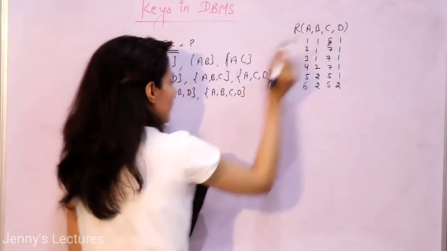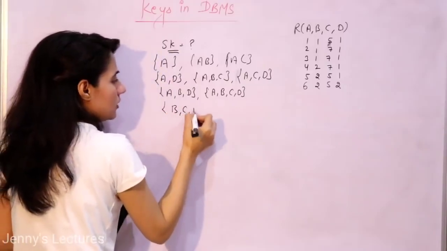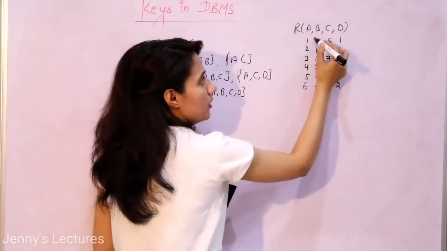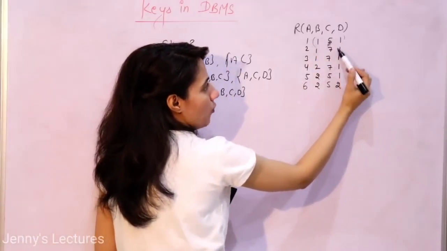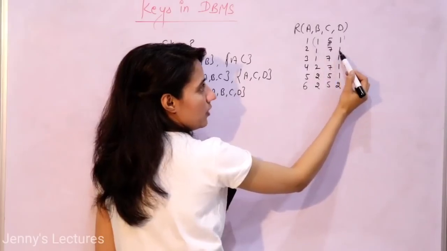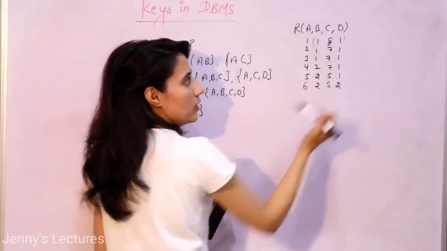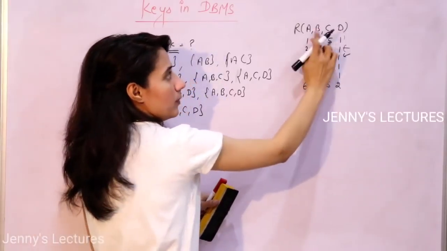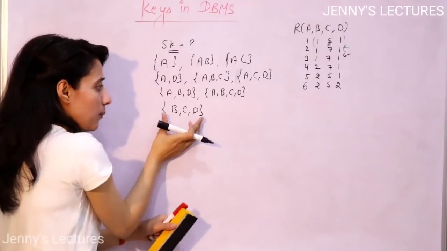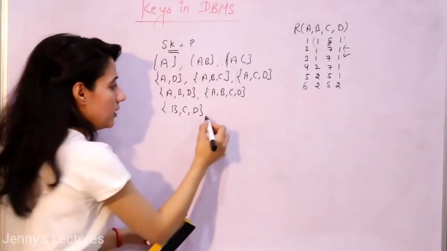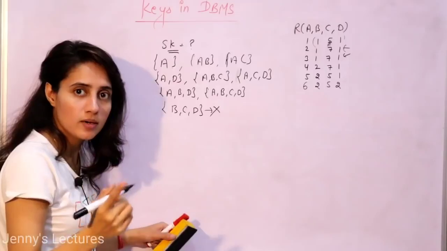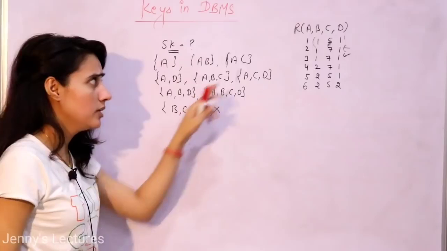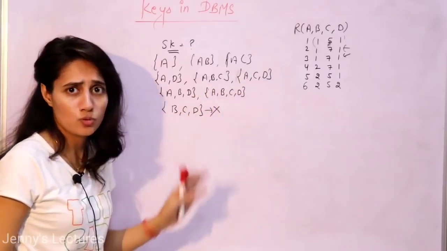Now, it's better you find out the combination of B, C, D. Is this a super key? Check. The combination of all the 3, 1, 5, 1. But here see, we have 1, 7, 1, and in the second row also we have 1, 7, 1. So we cannot uniquely identify these records with the combination of B, C, D. So if the complete BCD is not a super key, then a subset of this cannot be a super key. Means only BC cannot be a super key, only CD cannot be a super key.